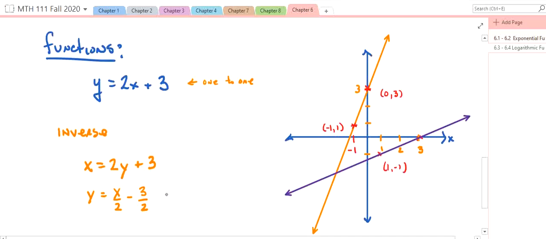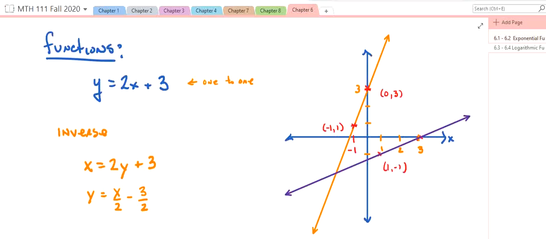And if you go to this relationship over here, and you stick in values in here, you'll see that if you put in 1, then 1/2 minus 3/2 is -1. That's this point right here. 1, minus 1. So it works.